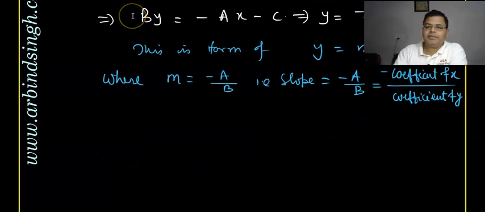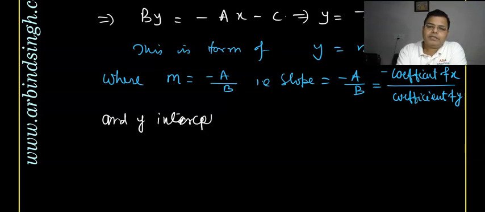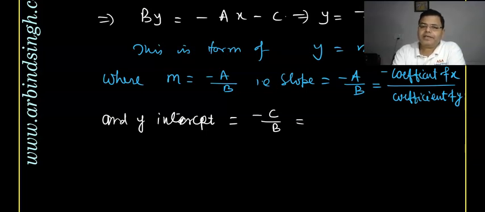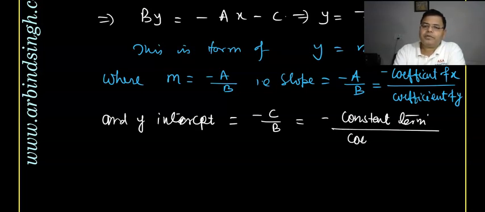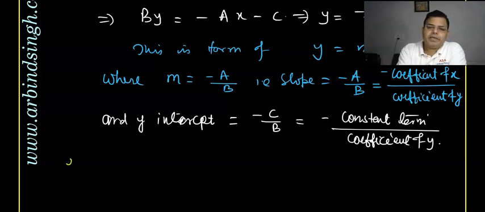This is slope intercept form, and the y intercept is obtained as minus C by B. That is, minus constant term divided by coefficient of y. I hope you got it. So let us do one example. I am giving one example where you can deal with this.